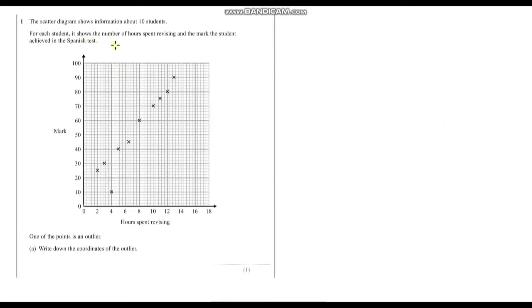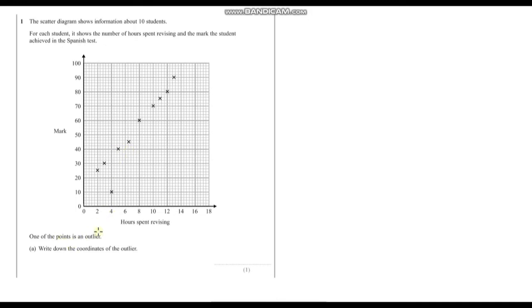The scatter diagram shows information about 10 students. For each student, it shows the number of hours spent revising and the mark the student achieved in the Spanish test. So it looks like the more hours people spend revising, the better they do on their exams, which makes sense. And this is a nice little reminder to all of you back home to get revising.